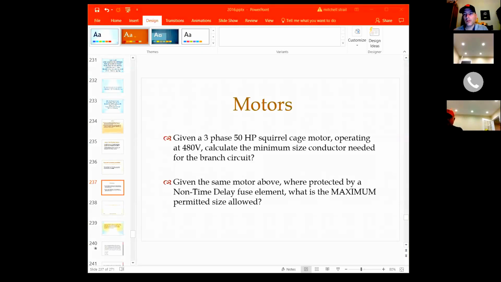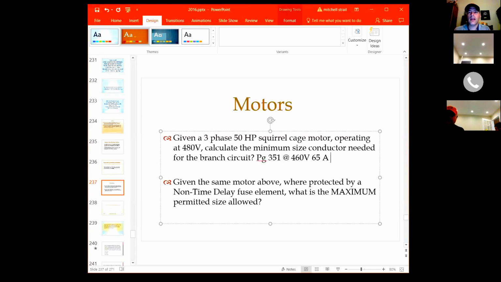Would it be number 4? Okay, so what do we have? What's your FLC value on page 351? It's 77 on a 50 horse at 460 volts or 480 volts. Sorry, it's how much? 65. 65 amps, right? Yes, sir.